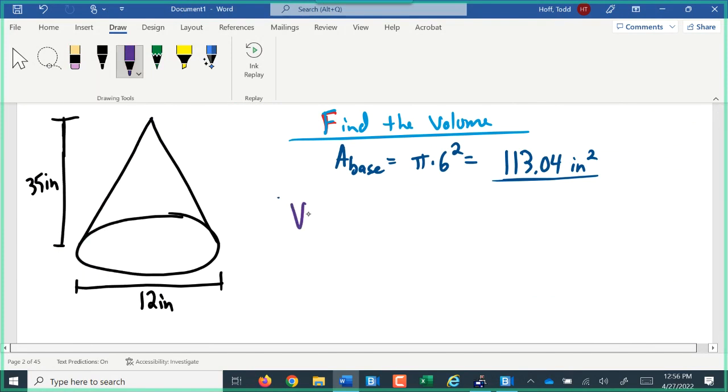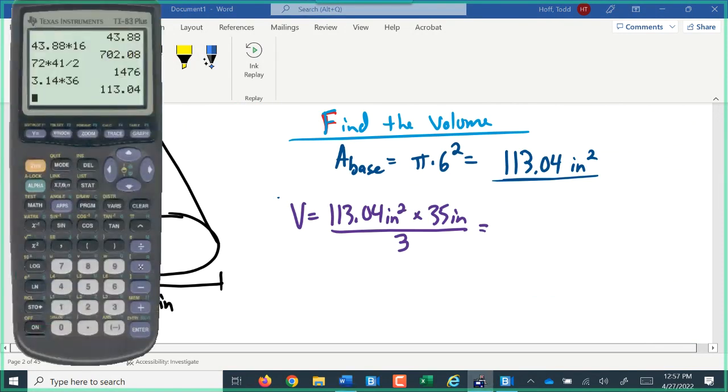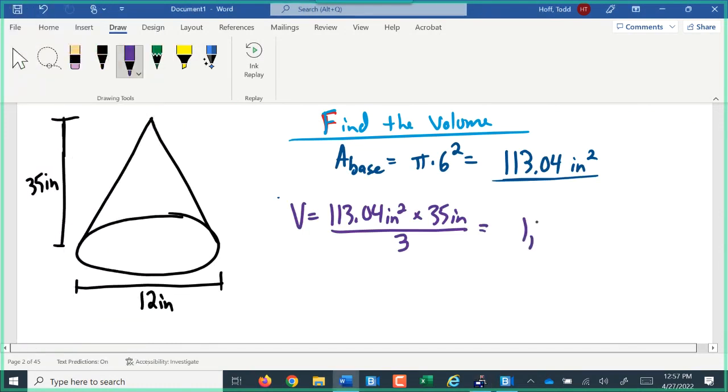What do you think we're going to do for volume? The same thing we did for the pyramid. Exactly. Area of the base times the height, the height of 35, divided by 3. 3, because, again, it's three-dimensional. Just like the pyramid, we divided by 3, cones we divide by 3. So 113.04 times 35 divided by 3, 1318.8 cubic inches. There's your volume. Well, that's not bad at all, really, is it? Just got to remember to divide by 3.